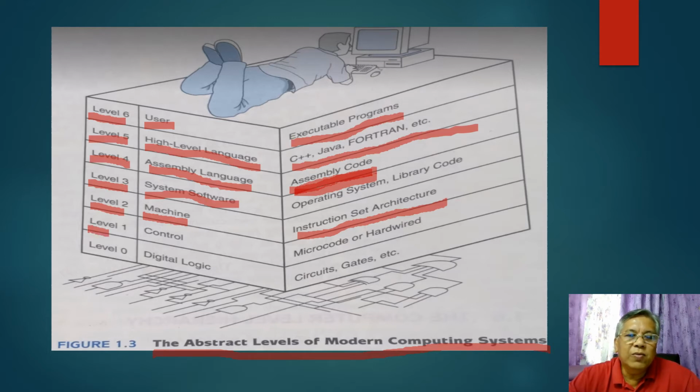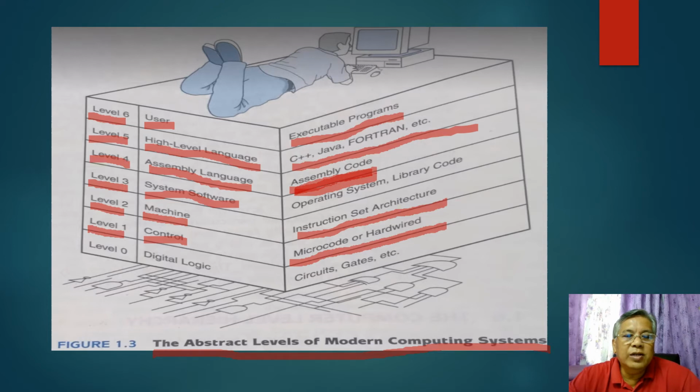Then you have level 1, which is control. It is where your control unit is located. Some instructions coming from the instruction set architecture are transmitted to your control unit for the control unit to perform or move particular data from one area to another area of your computer. So it is where your microcode or hardwired control is located.